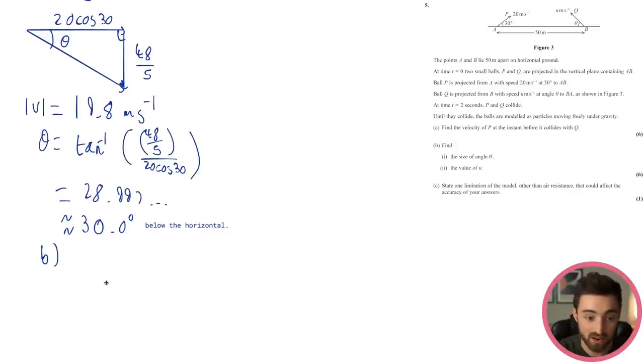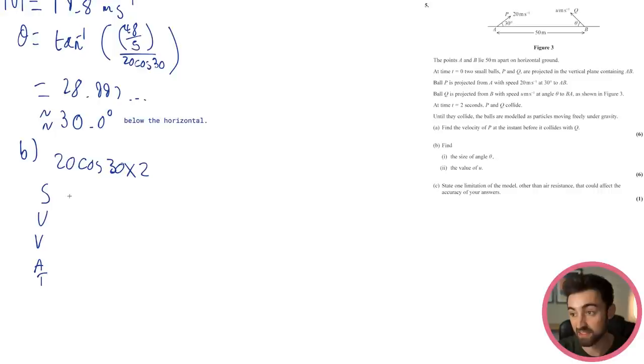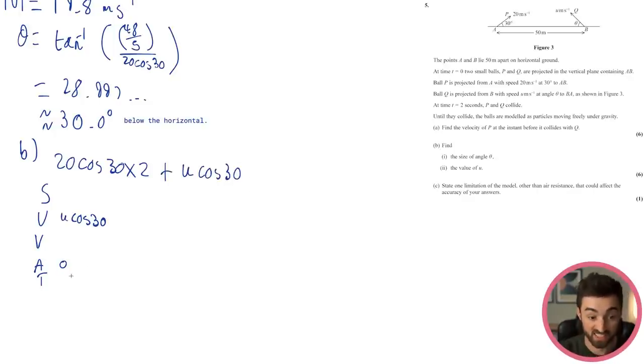So that's fantastic. I know that whatever P travels, which is 20 cos 30 times 2, is going to be plus whatever the horizontal distance for Q is. So we'll quickly give you a SUVAT there. This is a horizontal SUVAT for Q. So let's have a think. U cos 30. Again, there's no acceleration, and it doesn't really matter what T or anything is at this point because it's going to be the same thing. It's going to be UT, essentially. So I'm going to add U cos 30. T is still going to be 2, so it's going to be plus 2 U cos 30.